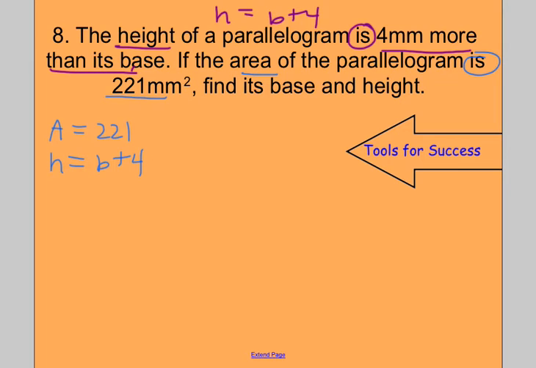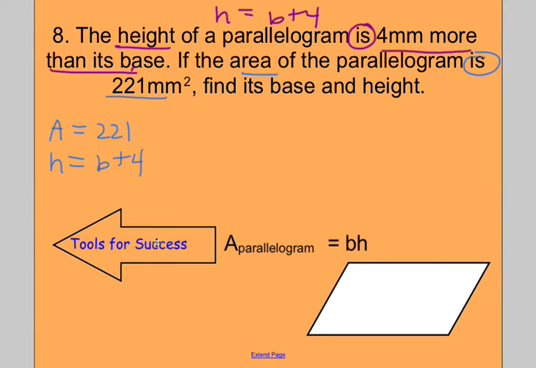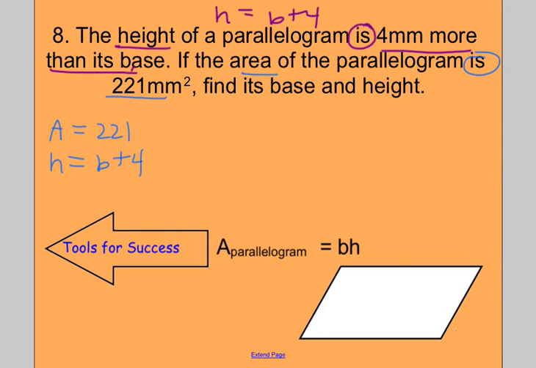So what I'm going to want to know is what's my equation to find the area of a parallelogram. So tools for success, we're going to need to know that. Here it is. Area of a parallelogram, remember, is just the base times the height. So remember on a parallelogram, it looks like this piece is my base, and your height is the up and down part when it forms that 90-degree angle. Okay, so area equals base times height.